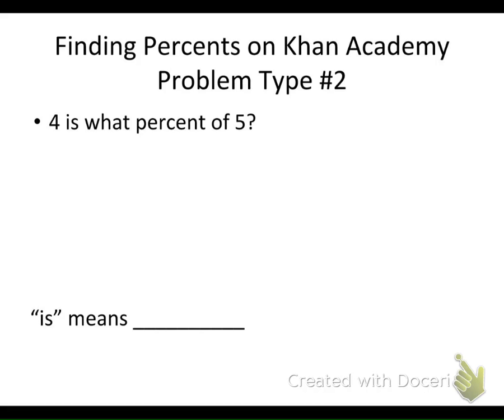So when you see the word is in math, or you hear it, for example, 5 plus 2 is, what's 5 plus 2 is? 7. What does that word is mean? Equal. So the word is means equals.